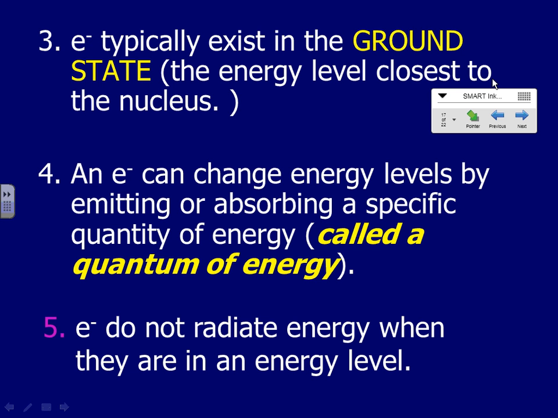Electrons typically exist in the ground state, closest to the nucleus. An electron can change energy levels by emitting or absorbing specific quantities of energy, called a quantum of energy, or a photon. So if a photon comes, it can cause the electron to jump up. When the electron falls back down to its orbit, it gives off that light in terms of another photon, all right? Electrons do not radiate energy when they're in an energy level.